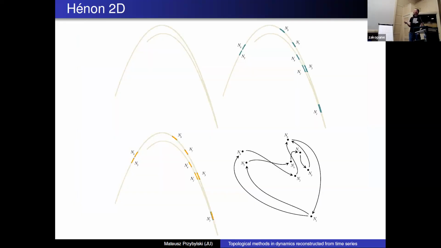And here is the attractor of Hénon. Here we have the decomposition of the isolated neighborhood into some number of components. There is the weak index pair, but maybe this directed graph is important because it shows the transitions between components.